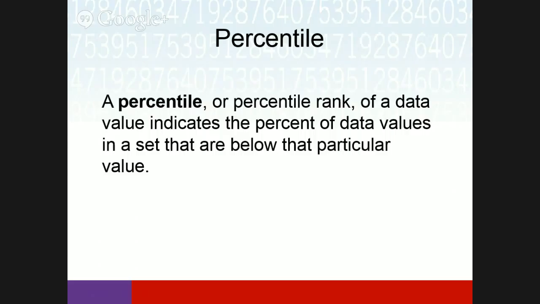So the first thing we're going to talk about is percentile. A percentile or percentile rank of a data value indicates the percent of data values in a set that are below a particular value. So 75th percentile means 75% of the class is below that value, or 75% of the people that took the test are below that value. A 50th percentile means you fall right in the middle. 50% is below that.